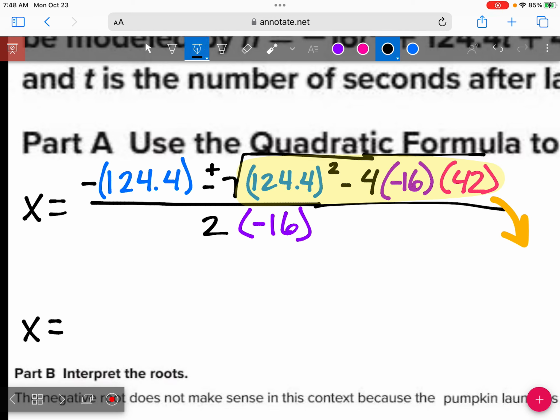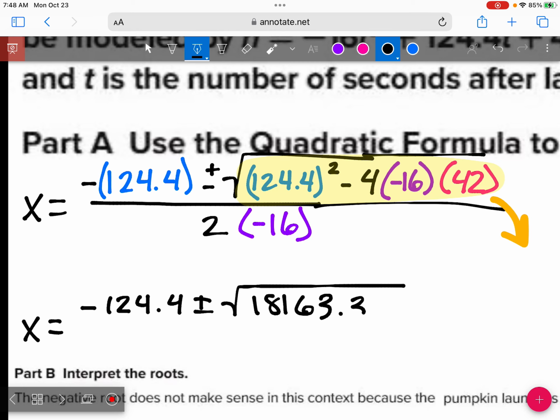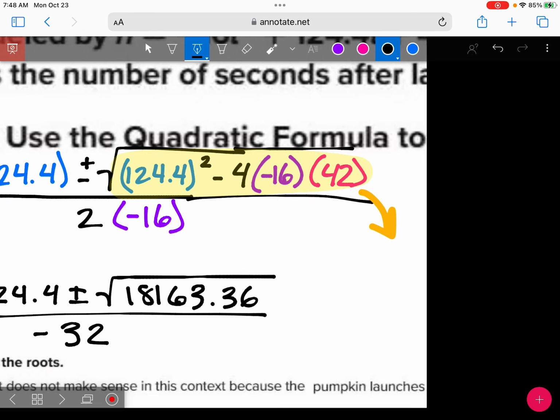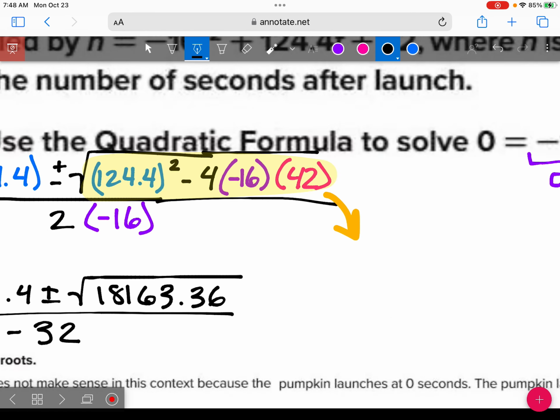X equals negative 124.4 plus or minus the square root of 18163.36 over negative 32, because 16 times 2, which looks objectively horrifying. We're going to just hop straight into decimal form here. So I'm going to do the plus, and we're going to do the minus.